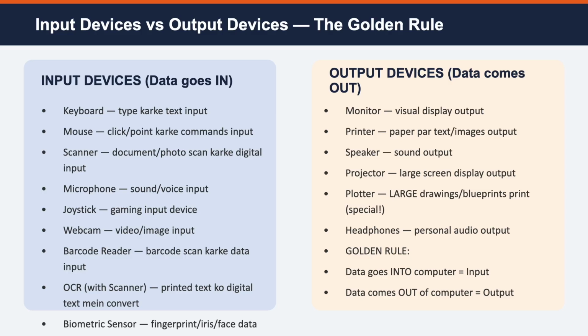Two column comparison. Input devices: keyboard, mouse, scanner, microphone, joystick, webcam, barcode reader, OCR, biometric sensor, versus output devices: monitor, printer, speaker, projector, plotter, headphones. Look at the screen. Input devices are on the left, output devices are on the right.